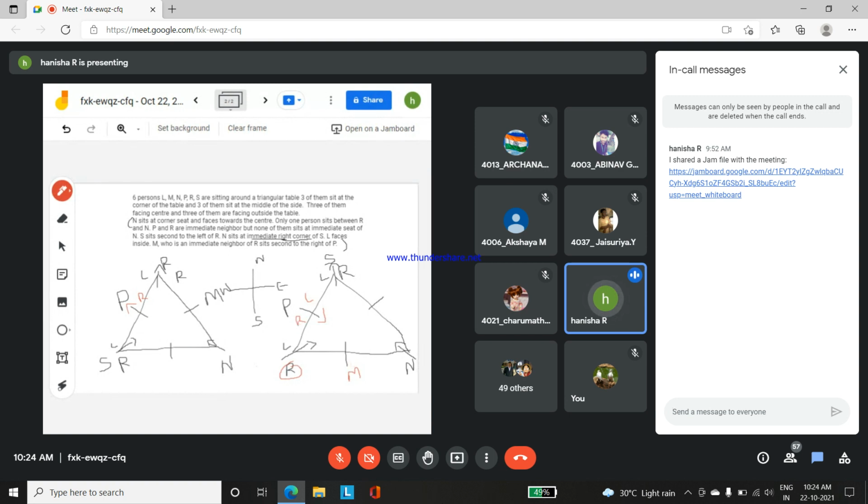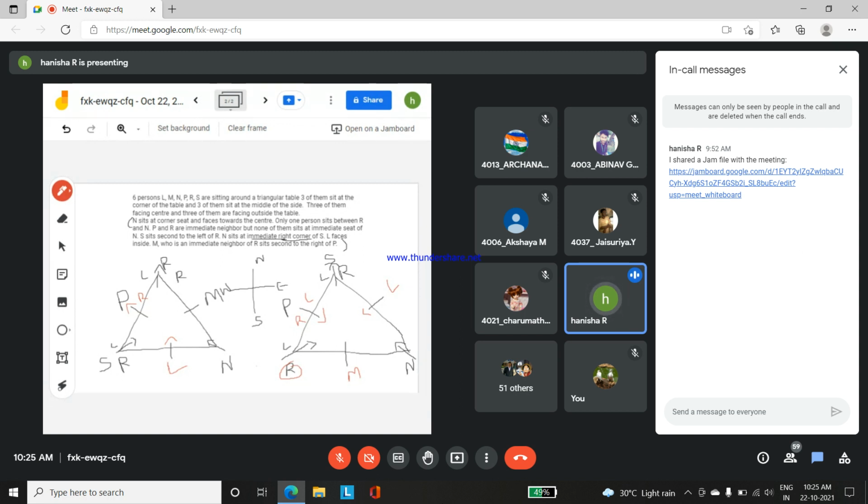Now the remaining portion can be filled with L, because only one portion is left. It can be filled with L. As per the clue, L will face inside. Now if you look at the answer, all 6 variables have been fixed inside the triangle, all with the direction.